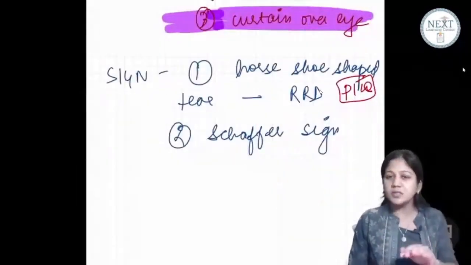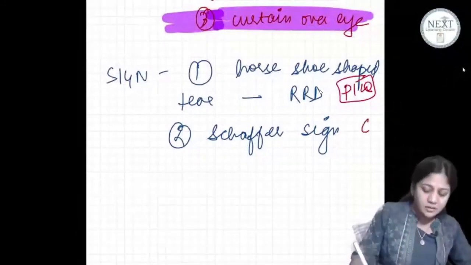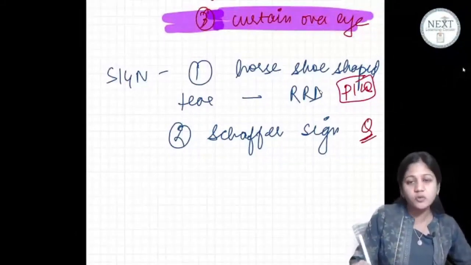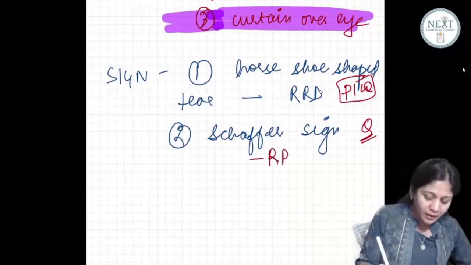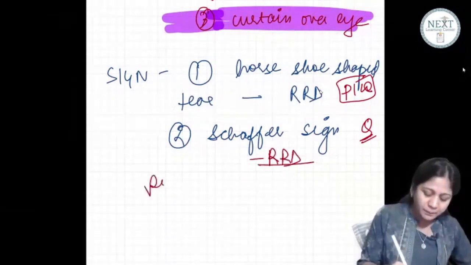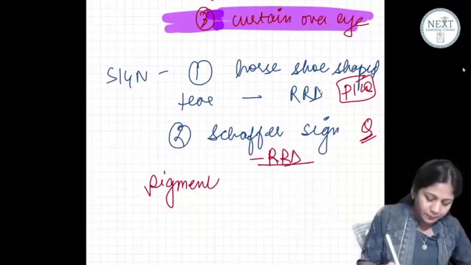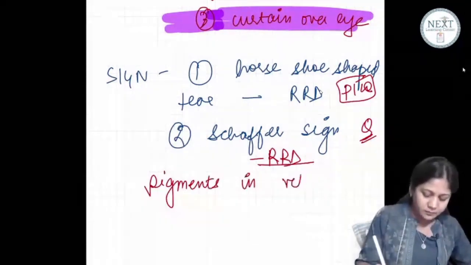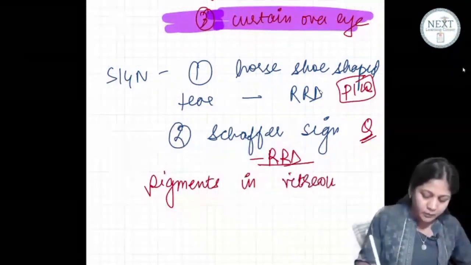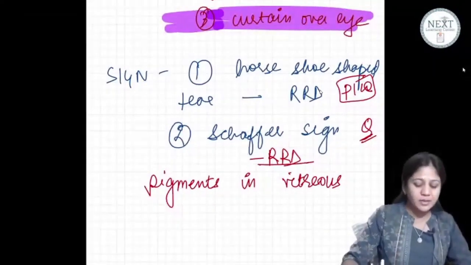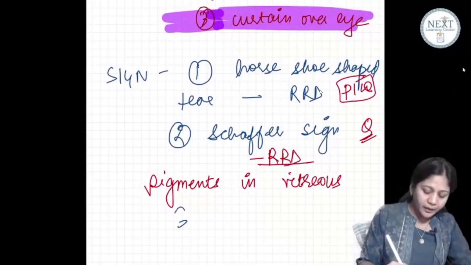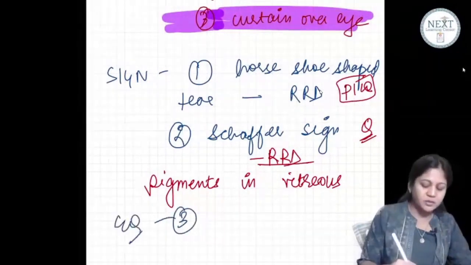Afterwards, you can also see a Schaffer sign. Now, guys, this is an important question. They have already asked you this. So, Schaffer sign is also seen in cases of RRD, and this is nothing but pigments. Pigments in the vitreous. The vitreous will be seen as if it is pigmented. Schaffer sign. Okay?